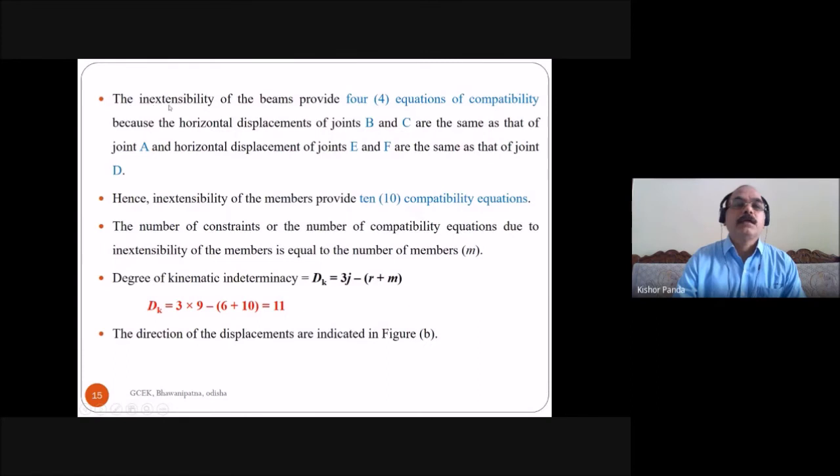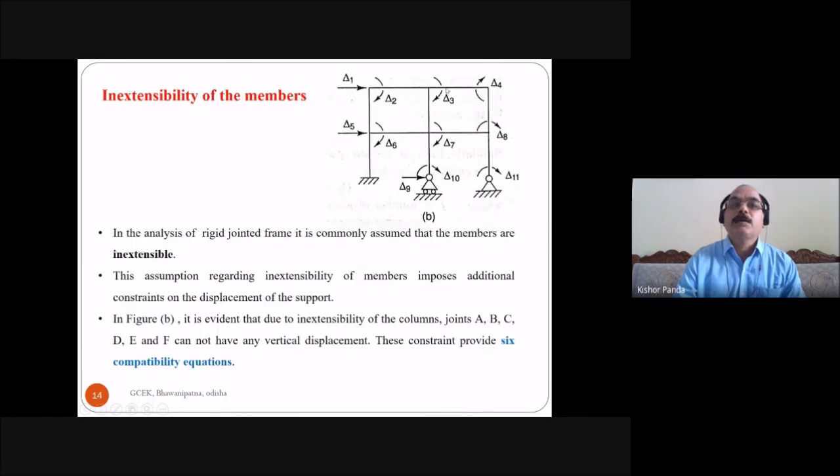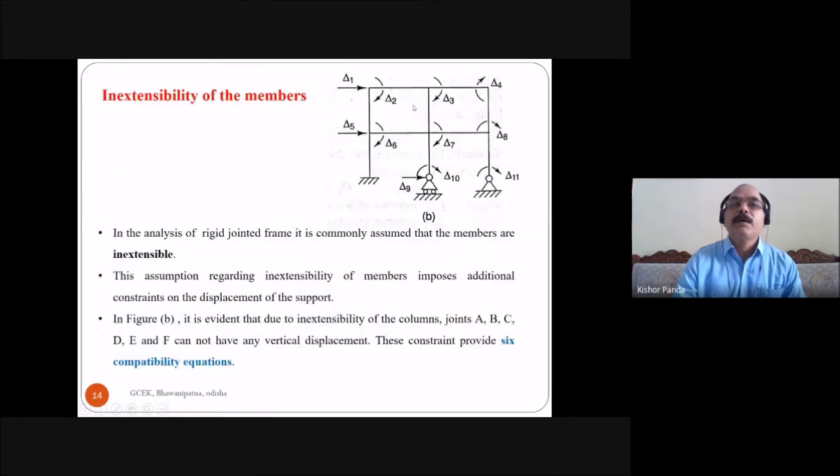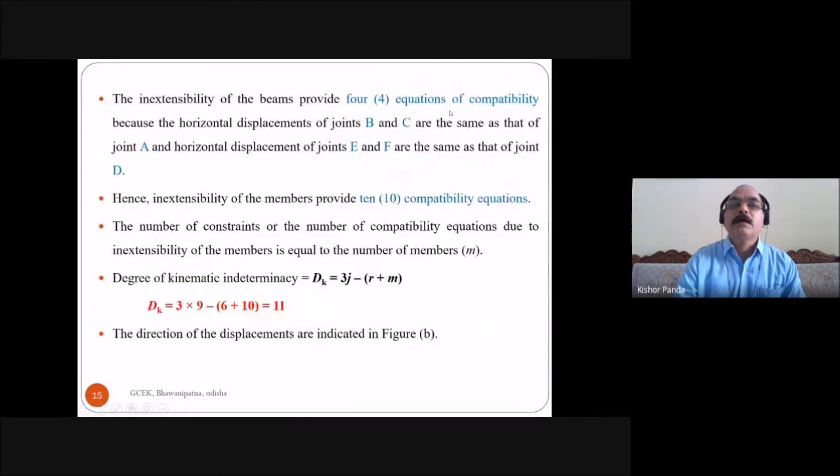Here you see the inextensibility of the beam provides 4 equations of compatibility. So how many equations of compatibility does this beam provide? Because here, what is the displacement here, and what is the displacement here? The same displacement here. So there are 4 compatibility equations. You have to take the 4 compatibility equations for this 2 and this 2, because of how many horizontal members, so that is the displacement. That is the equation of compatibility.